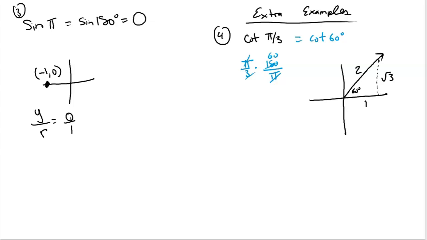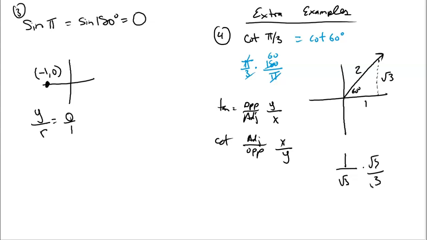Now cotangent is the reciprocal of tangent. If I know tangent is opposite over adjacent, or y over x, then cotangent is adjacent over opposite, or x over y. Either one does not matter. So I'm going to take my x, which is 1, over my y, which was root 3. Again, I'm going to rationalize my denominator. So this answer will be root 3 over 3.